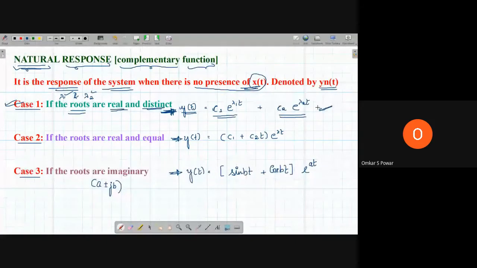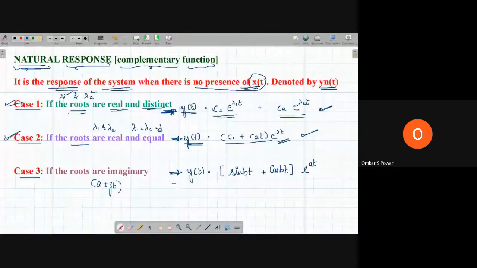Now case 2. If the roots lambda 1 and lambda 2 are real and equal, this means lambda 1 is equal to lambda 2 is equal to lambda. So what is your natural response of the system? It is C1 plus C2 t, into e power lambda t. This you have also learnt in mathematics. You just have to refresh it in your memory.